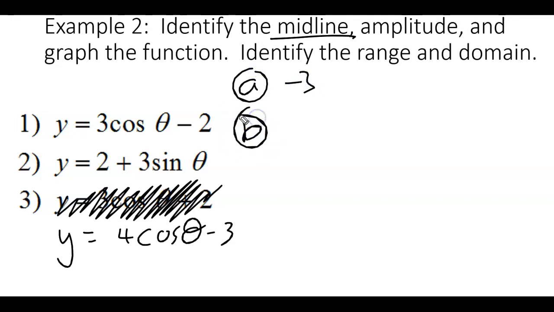Part B, what's the next thing I need to do? We're looking next to find the amplitude. What is the amplitude? It's 4. Part C, we're ready to graph it. So I'll do that over here.